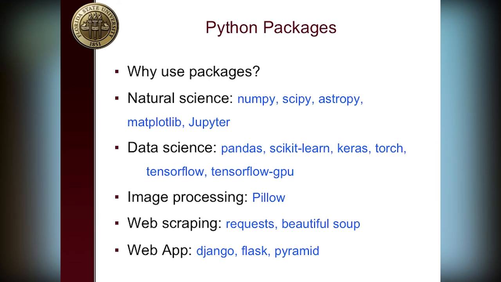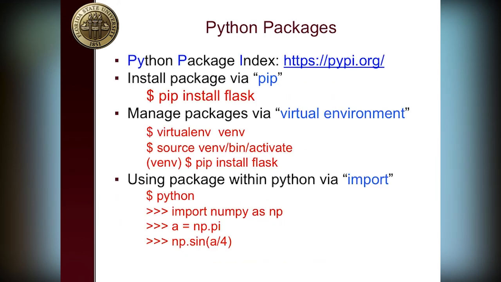So Python packages, where do you find the packages you want to use? There's a website called pypi.org, which means Python Package Index. You can find all those packages you want from this website. You install your package using pip install and the name of the package. Suppose I want to install a package called Flask. I do pip install Flask.